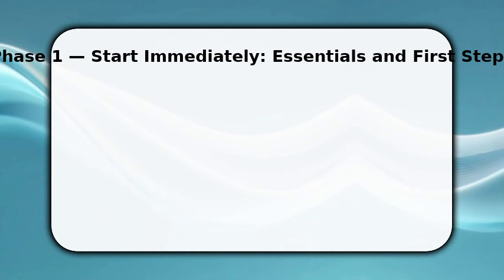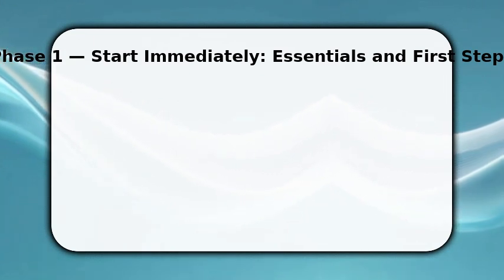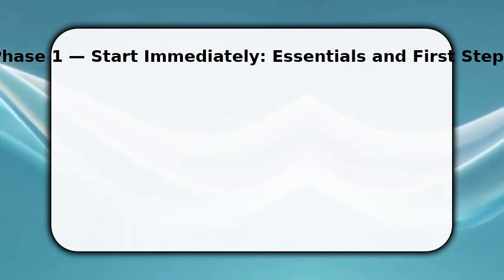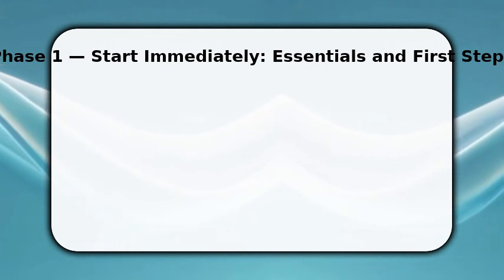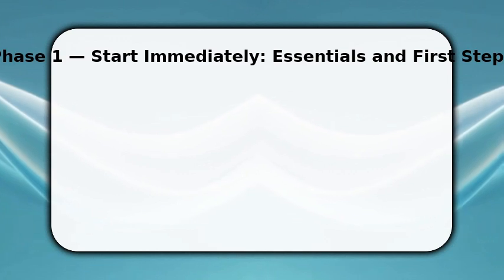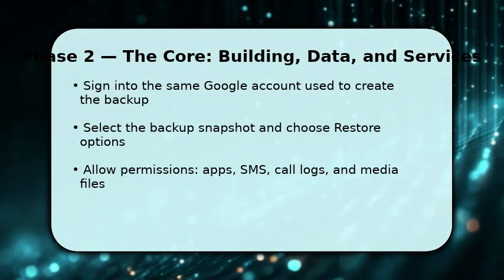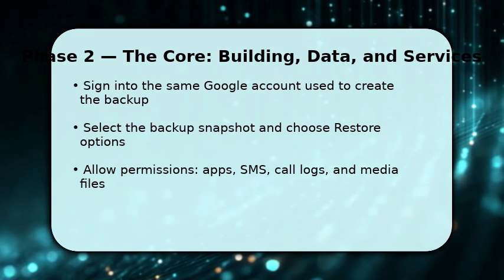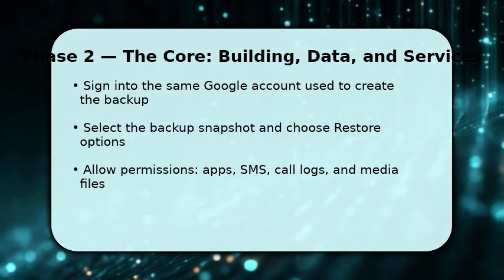Now open Settings, go to System, then Backup, or mount external storage to access the backup file. You will now choose the exact backup snapshot to restore. You sign into the same Google account used to create the backup because account linkage restores app data and preferences.